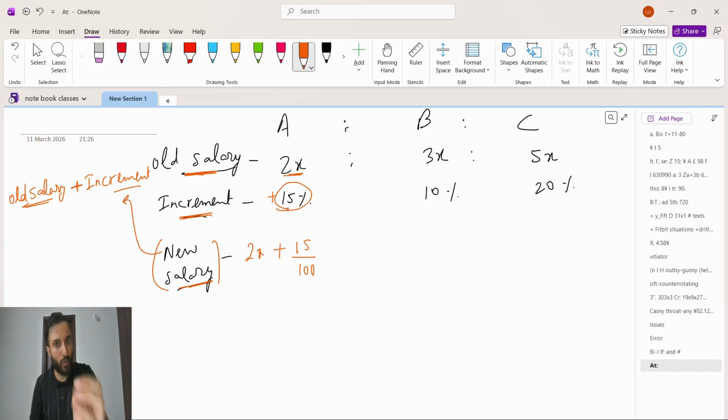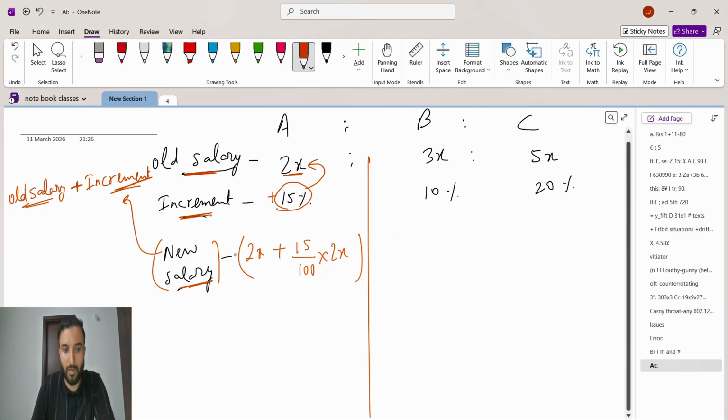So suppose your salary is 1 lakh per month. Now you come and ask, sir, give an increment. I will tell you, okay, 10% increment. So 10% increment of what do you understand? Yes, you will understand 10% increment of the old salary. So same here, old salary is 2x plus increment. Increment 15% means 15% of the old salary. So increment is 15% of the old salary. Next, this is for A.